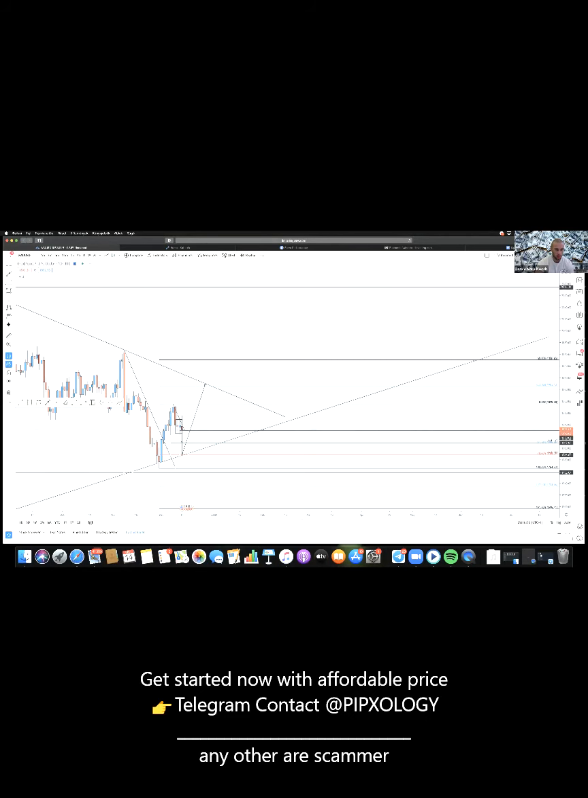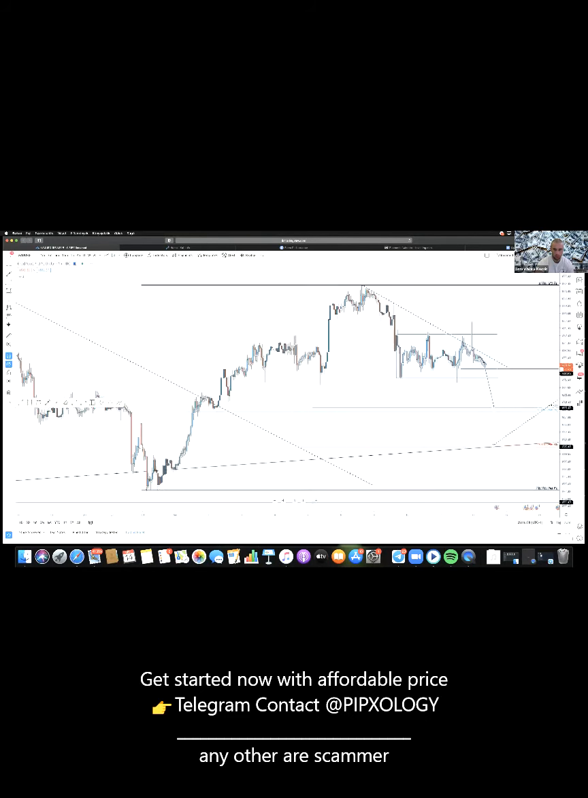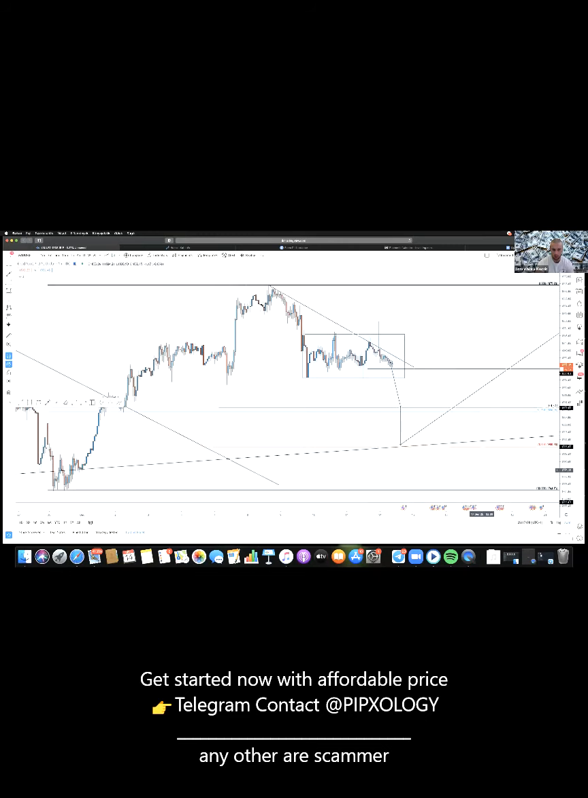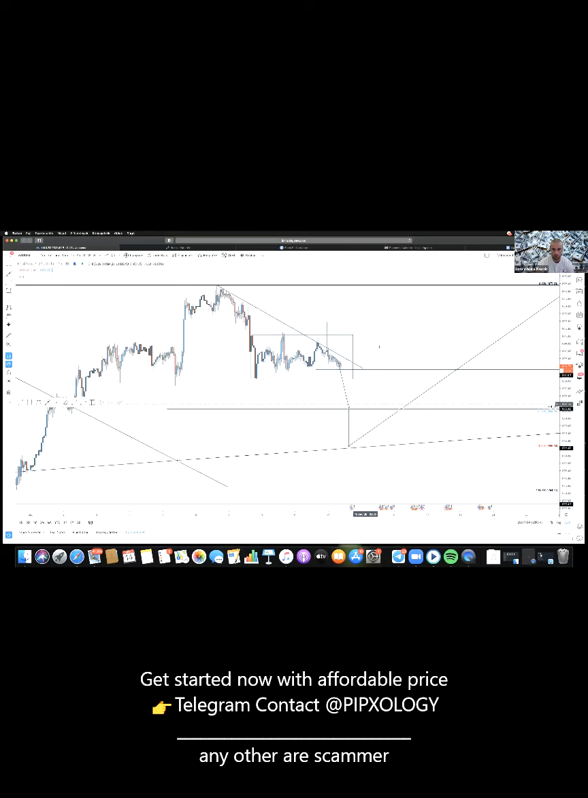Okay, so basically that's all on gold. I'm waiting for a downside move. First target 1809, second one 1788, and after I'm waiting for the upside move.